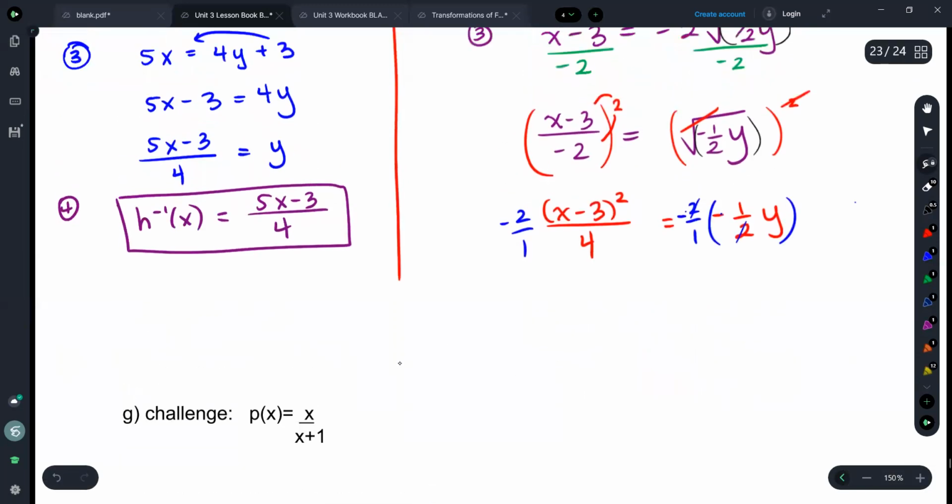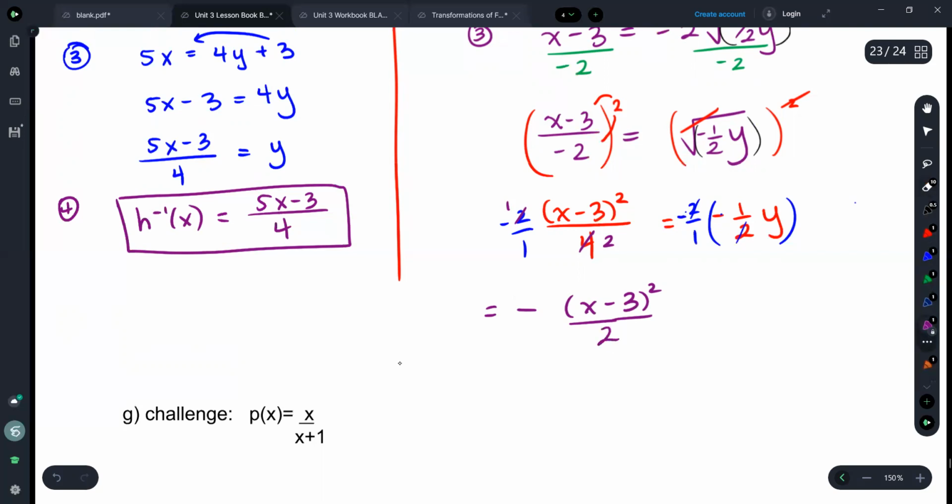I just applied the squared to the top and bottom. And the reason why I did that is because now we can actually reduce here. So I'll reduce the 2 and the 4 to 1 and 2 here. So we'll just be left with -x - 3 squared over 2. Well, the negative is here, so I'm just going to write it where it was, right there. So yeah, just keep the negative.